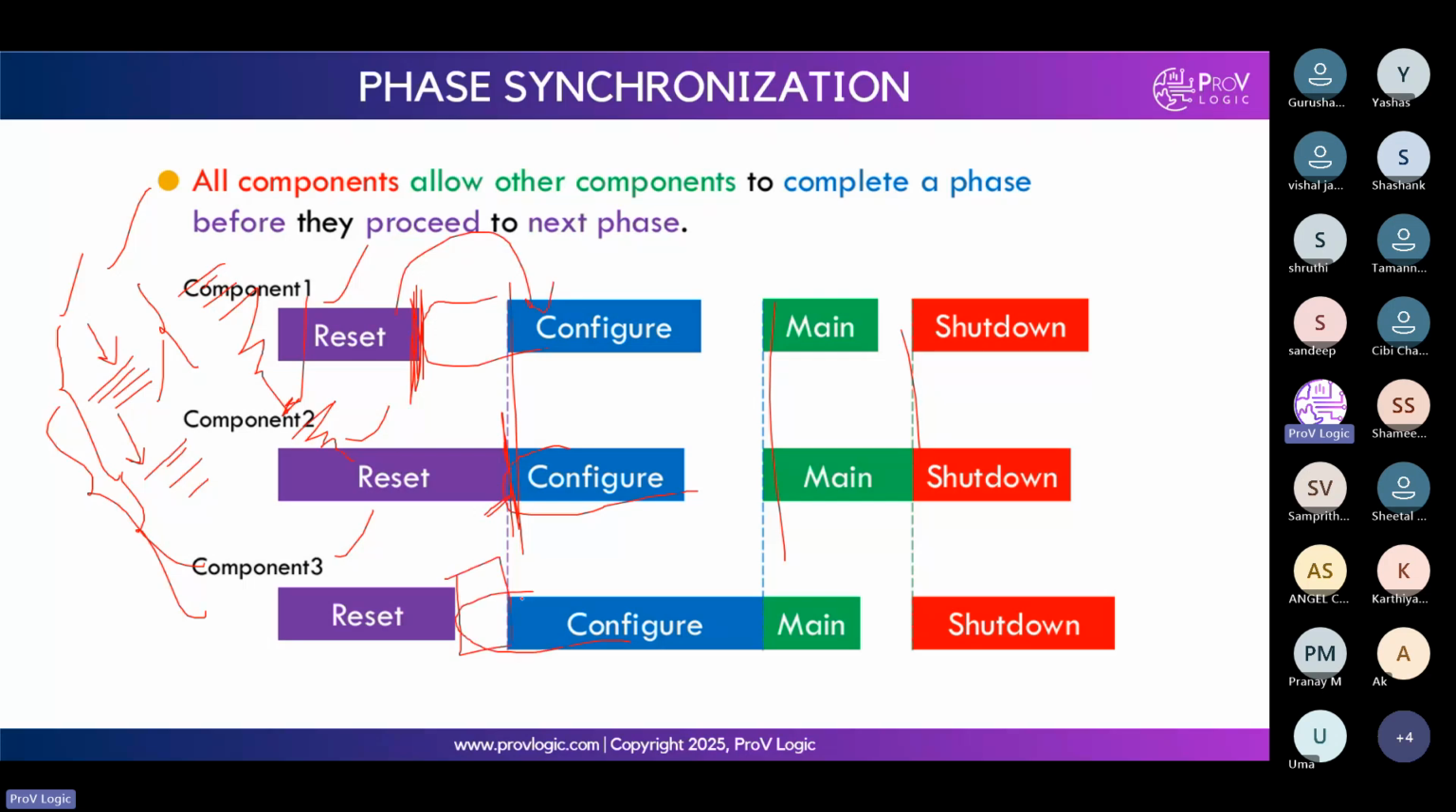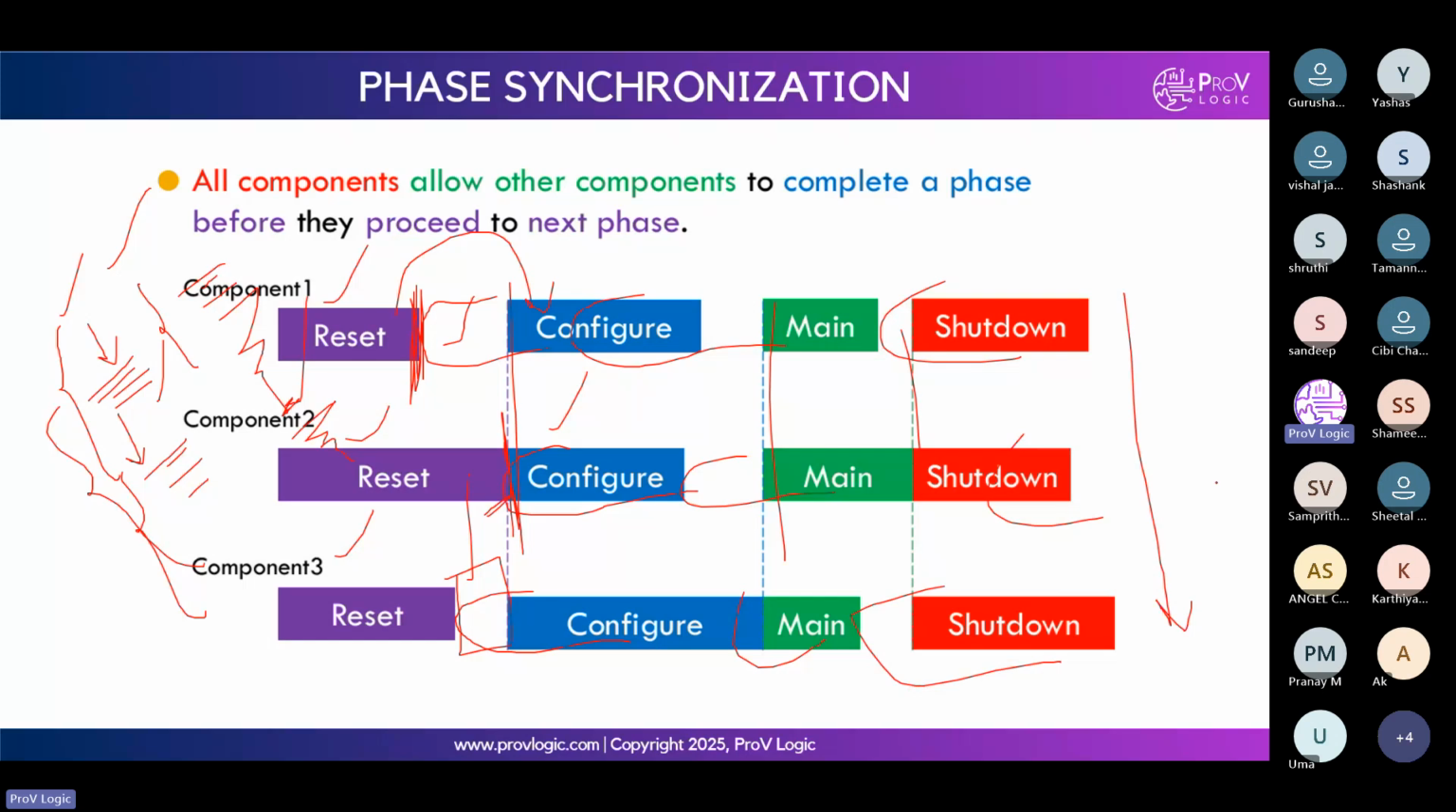Whenever it starts, one is starting fast, one is starting very late, and one is at a medium level. Next, the main phase is starting here and here and here, and shutdown is starting at some point of time, here at some point, here at some point. And finally, when we get some output, there is no synchronization between the components, right? All are not doing it at a particular time, all are not in mutual exclusion.